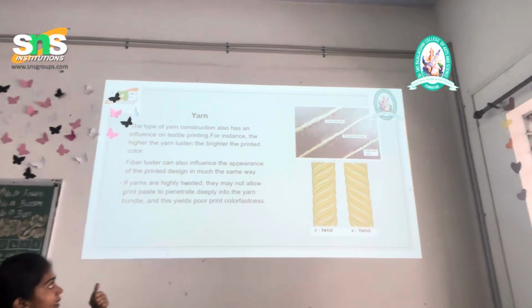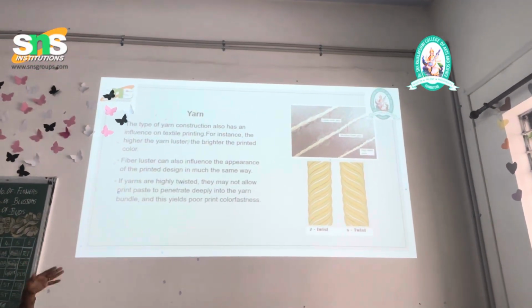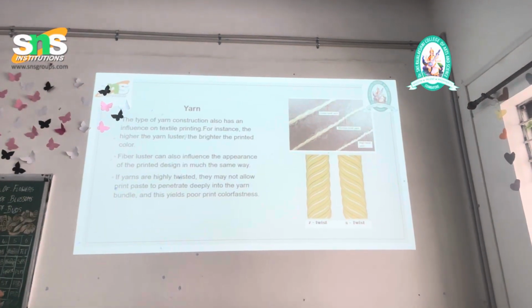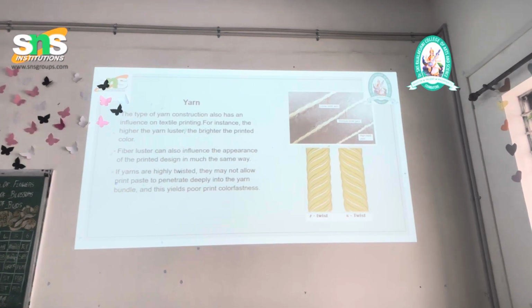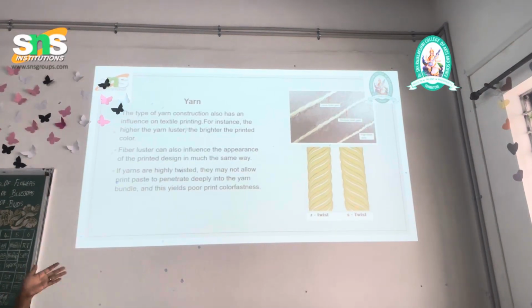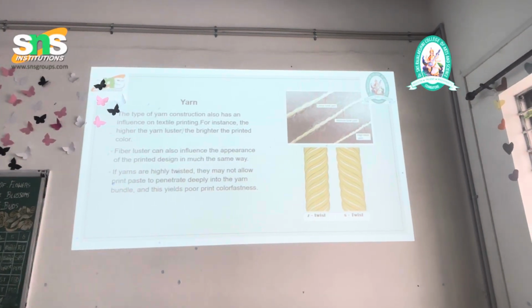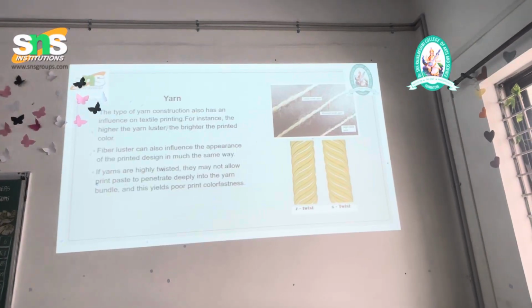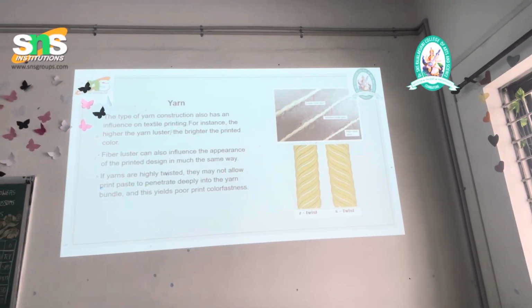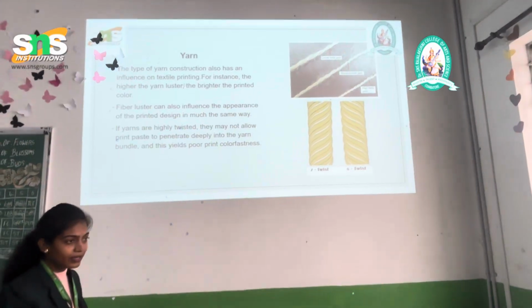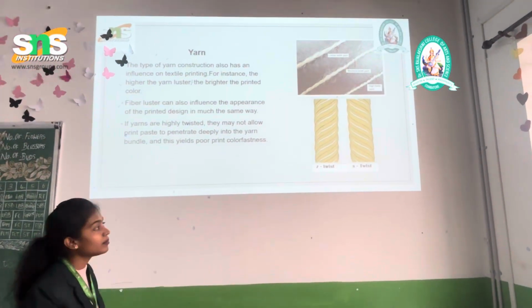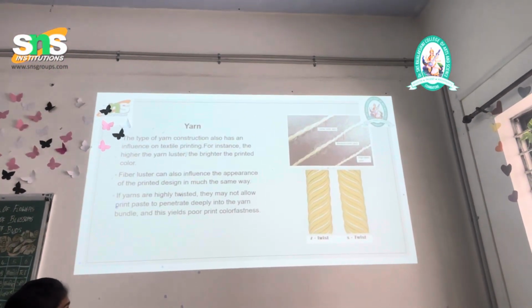So for properties of fiber, we can talk about physical properties of fiber. In that, we will be seeing length, diameter, shape, surface, and also elasticity. In chemical properties of fibers, we can see reaction to heat, reaction to chemicals, and flammability. In biological properties, we will be seeing resistance to moth, mildew, and bacteria. And the last one is aesthetic properties.